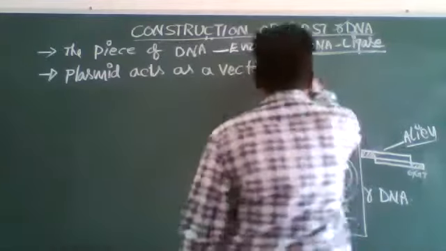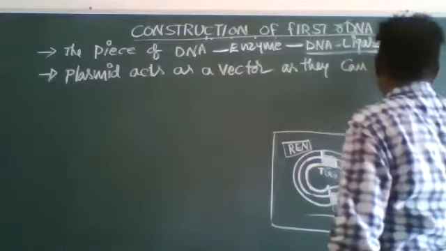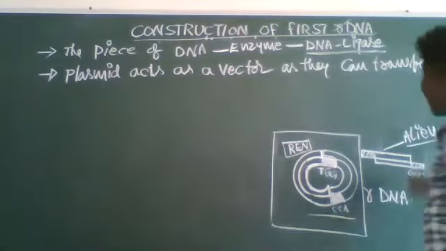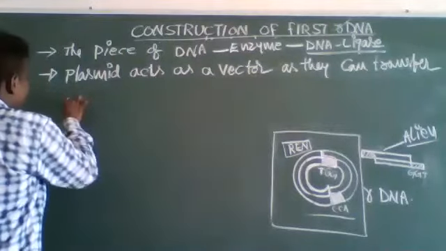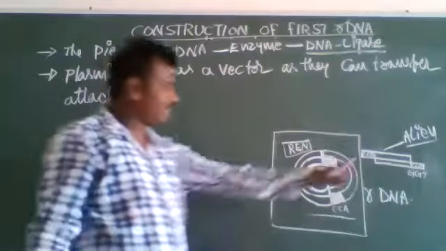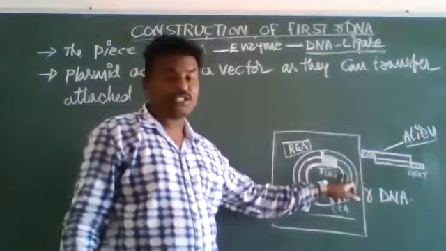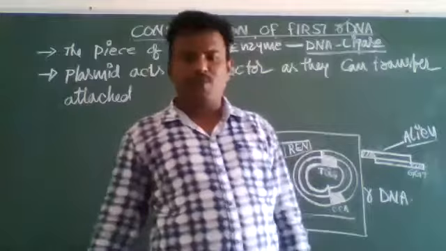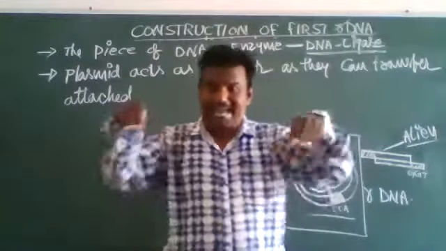As they can transfer desired DNA. Desired means attached DNA. This desired DNA is attached here, so that it can transfer the attached DNA into another organism. From here to Hubli, if we wanted to go, it is a very difficult task. We want one carrier. Through the carrier we will go.